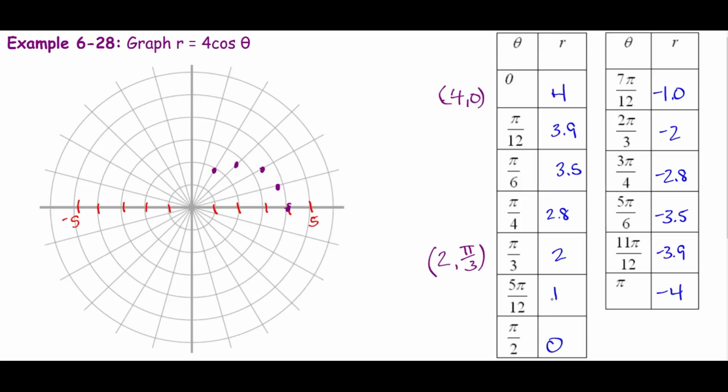So I'm here. Then we have 1, 5 pi over 12, so we're going to be here. And then pi over 2, so this would be 0, pi over 2. So that's just going to be here. And then we're going to go -1, and we're going to rotate 7 pi over 12. So I'm going to come out to -1, and then I'm going to rotate 7 sections. 1, 2, 3, 4, 5, 6, 7. And then we're going to come out to -2, and then this would be 8 pi over 12. I'm going to come out to -2, and then we're going to rotate 8 sections. So 6, 7, 8. And then we're going to do -2.8, and we're going to rotate 3 pi over 4.